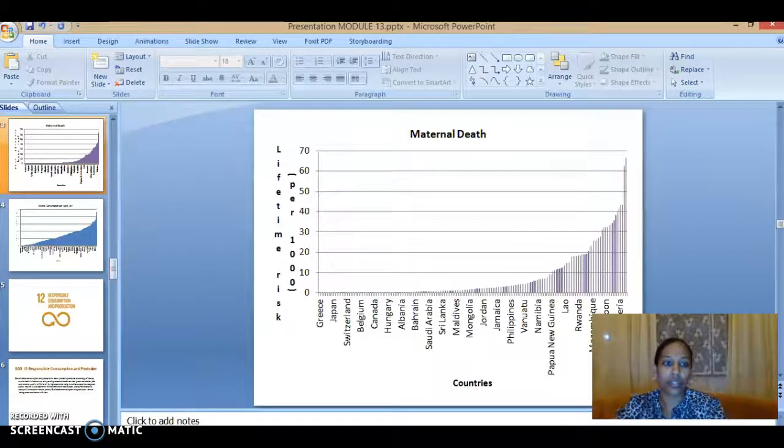This is a chart of maternal death. Here you can see clearly the differences between poor and rich countries. Greece is a rich country, and it has most medical facilities. But Liberia is a poor country where you don't have many medical facilities, and the medical costs are high. That's why the poor countries have more maternal deaths than the rich countries.